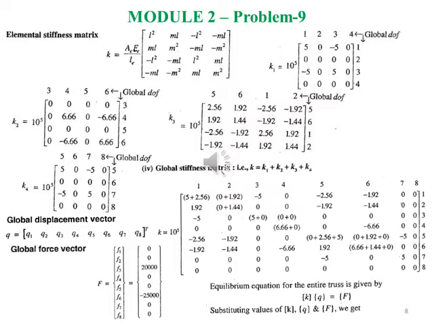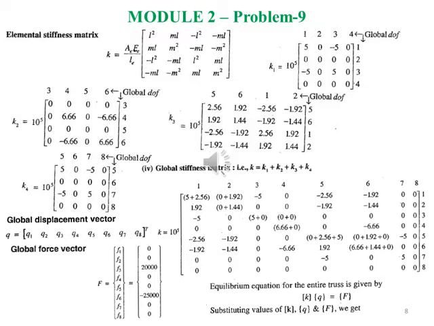Similarly, we are supposed to calculate the stiffness matrix for element 2, element 3 and element 4. So, direct substitution and calculation of the values. It is simple. Simply direct substitution and calculation of the values.